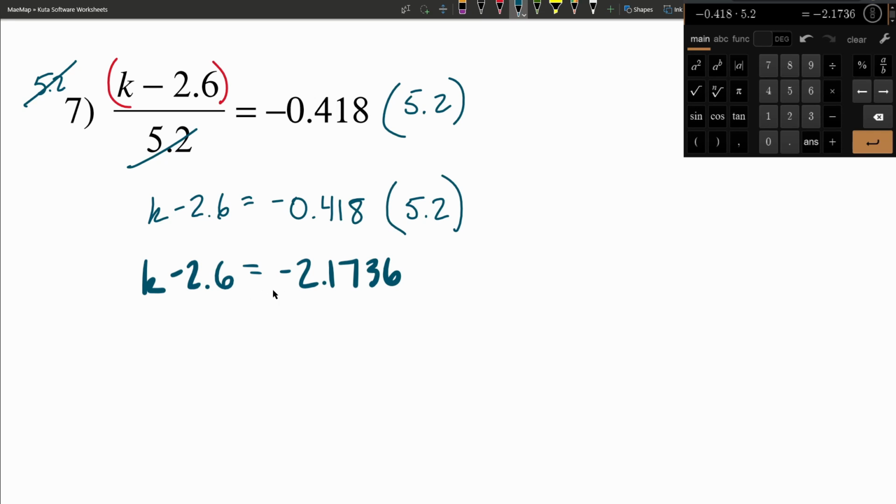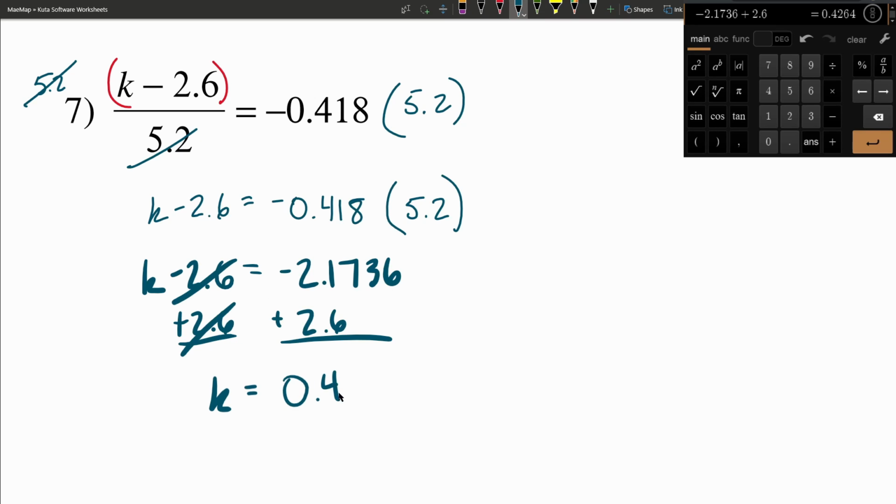Now my last step, in order to isolate the k, I'm going to add, since I'm subtracting, 2.6. So I'll have k equal to, doing this quickly on my calculator, negative 2.1736 plus 2.6 is going to be 0.4264. And that's my solution for number 7.